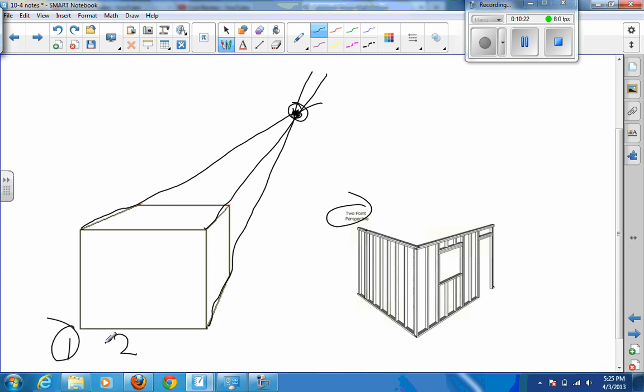This says 2-point perspective, so this is going to be 2-point perspective. By the way, the first one was 1-point perspective. This is 2-point perspective because we're viewing it from the corner. 1-point perspective is when you're looking at a front face. 2-point is when you're looking at a corner.